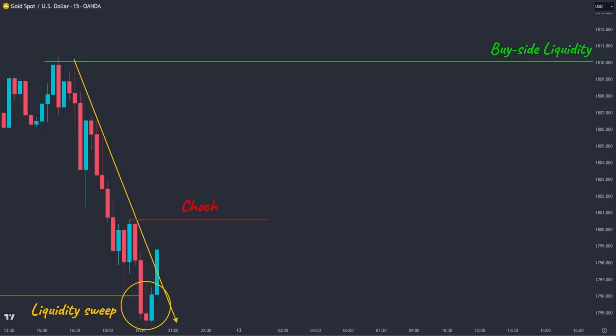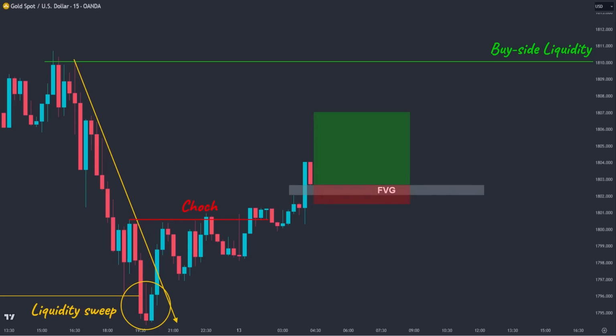Now here's the trading setup we use for this entry. First, we need a movement that creates the fair value gap area and break of structure. Then we wait for the price to return to this area, open a long position, and place the stop below that gap area.